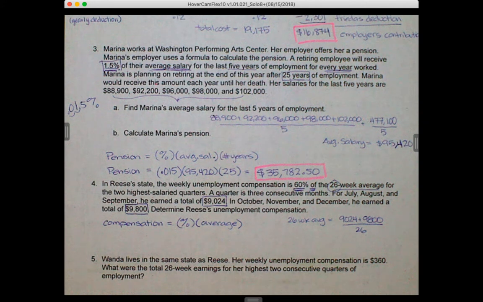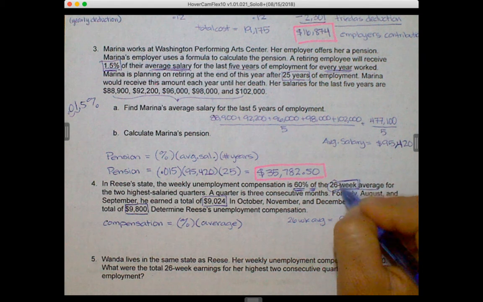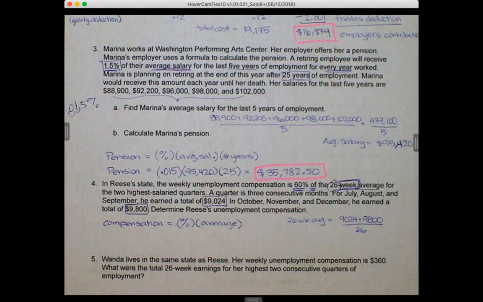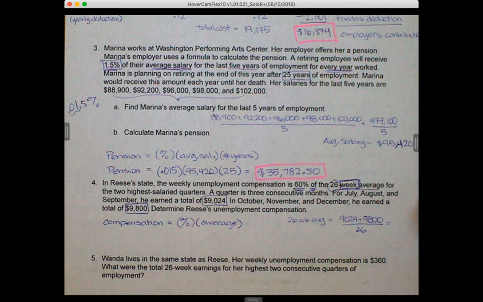Okay, now I know you guys are like, well, why aren't we dividing by 2? Because we're finding a weekly average, okay? This word here, we're finding a weekly average. So if we're finding a weekly average, there were not 2 weeks in 6 months. There were 26 weeks in 6 months, okay? So that's why we have to divide by 26. Okay, so now once we add and divide, we get $724.